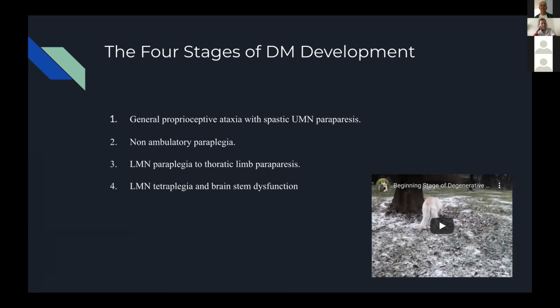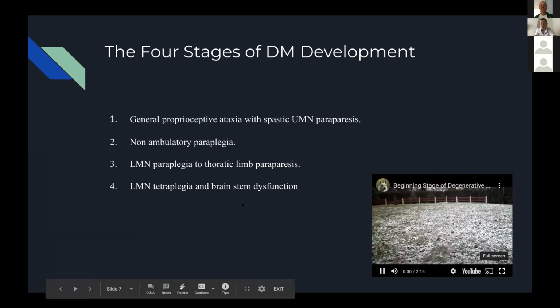The third stage is LMN paraplegia to thoracic limb paraparesis. LMN is the lower motor neurons. That's when you see the loss of function in the hind end region, and then the partial loss of thoracic limb function. This is what the paraparesis is. And then the last stage is the LMN tetraplegia and brainstem dysfunction. Tetraplegia is the inability to move the lower motor neuronal part of the body completely. And then the brainstem dysfunction is when you see the dog losing control in certain areas of their body, for example, urination and defecation and things like that.